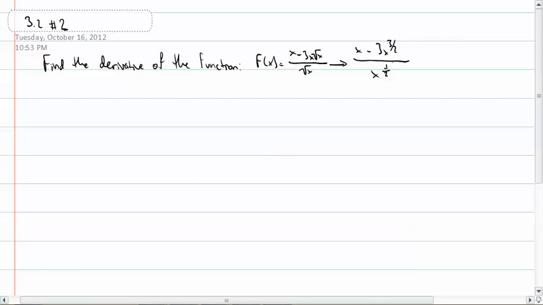Okay, so once you have this, then you do the quotient rule. Oh no, it didn't change color. Yeah, there we go. You could just write quotient rule.